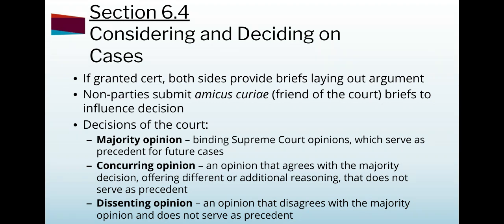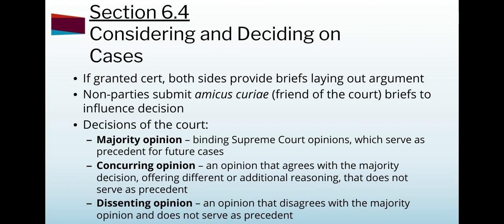So when the court gets your case, they're just sitting in their panel of 9. You get to make your argument for 30 minutes. The other side gets to make their argument for 30 minutes, and then that's it. And then they meet together and make a decision. And once they make that decision, they have to write and explain to the country why they made that decision. So those are known as opinions.